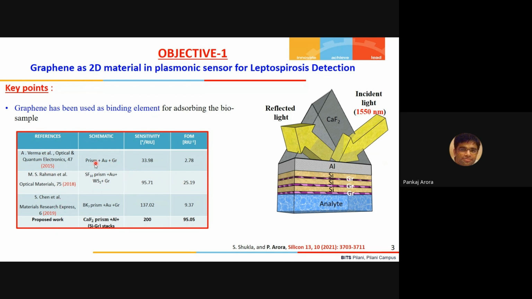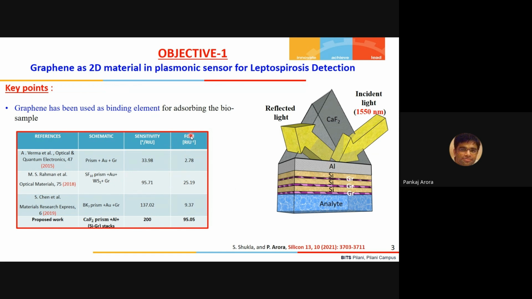reported results. They are using the prism-based configuration. The sensitivity they are getting is a 2-digit number, 33, 95. Of course, they are getting 137. We go to the stack proposal, 200. The other parameter which I'm comparing over here is figure of merit.